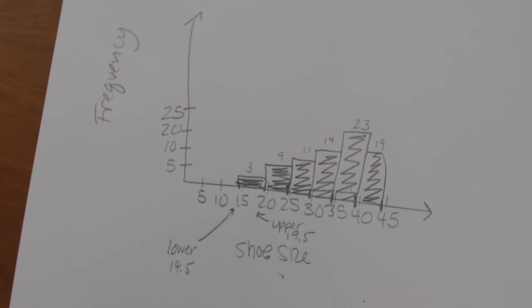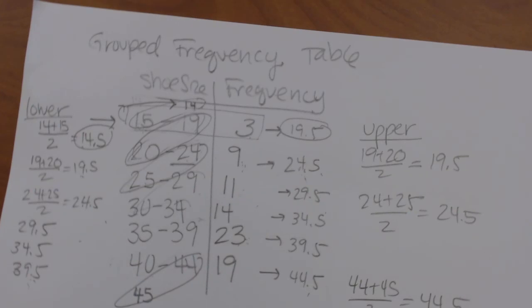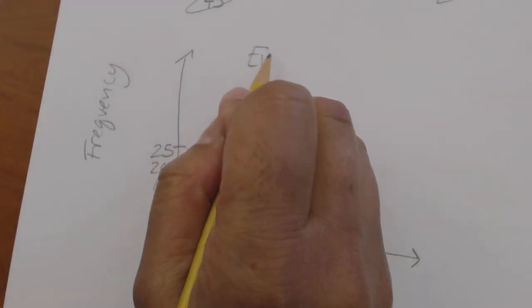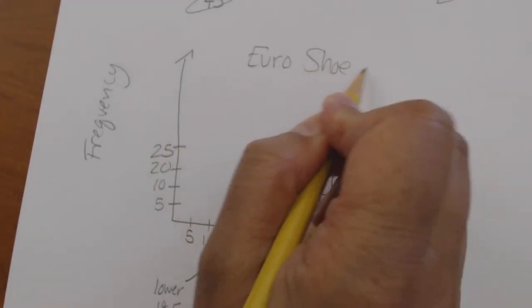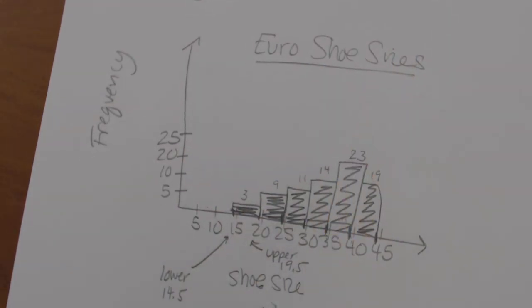For your internal assessments, you are going to be using either Excel or Google Sheets. So they will be doing graphs for you here. But you now know how to do it. So this has been creating a grouped frequency table and then using that grouped frequency table to create a histogram. And we're just going to title this Euro shoe sizes. I have titles, I have labels, frequency, and I have a visual representation.